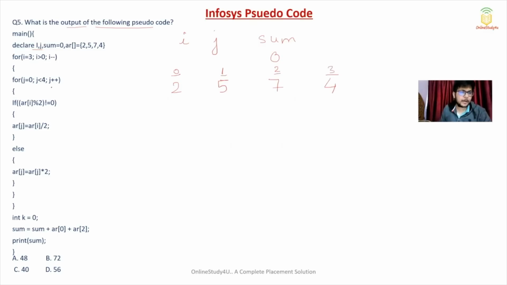Fine. Now I have an outer loop that runs from 3 to 1. Because it is greater than 0, it will run from 3 to 1. So for I value 3, it will run, I value 2, it will run, and I value 1, it will run.